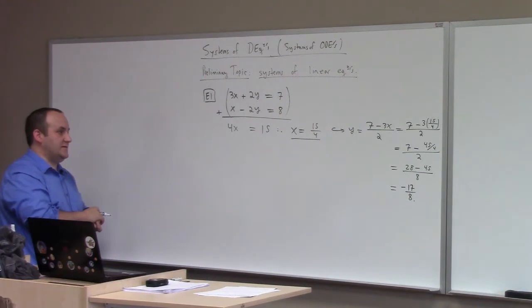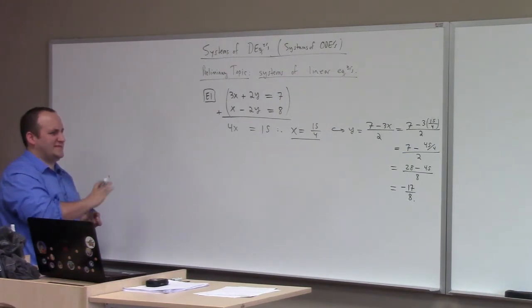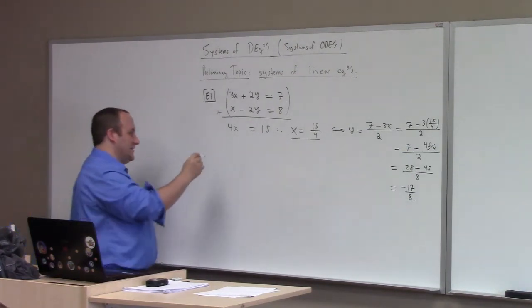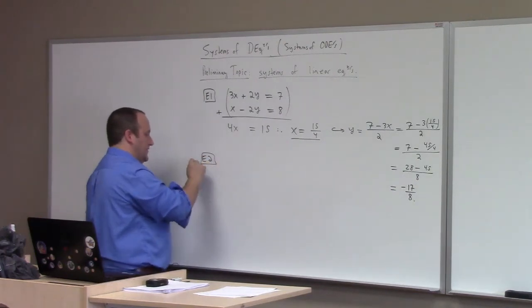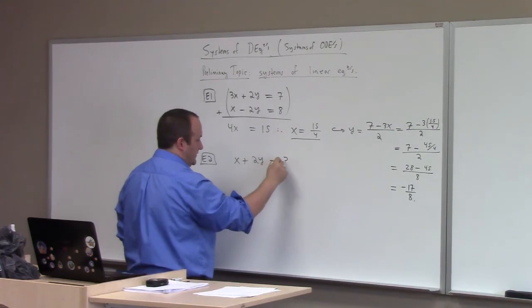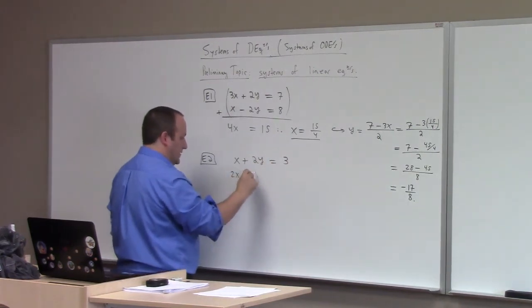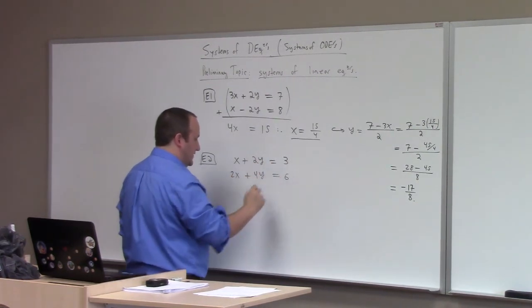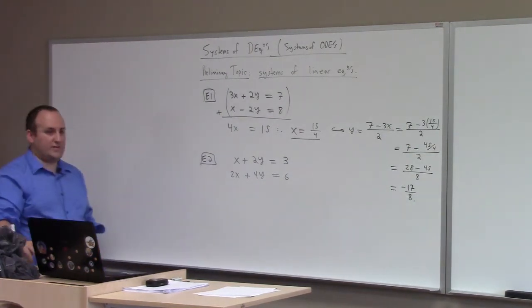Let me show you how to do, actually let me not, let's just stop there with this example. Example 2 could be something like this. x plus 2y equals 3, 2x plus 4y equals 6. How many solutions here?